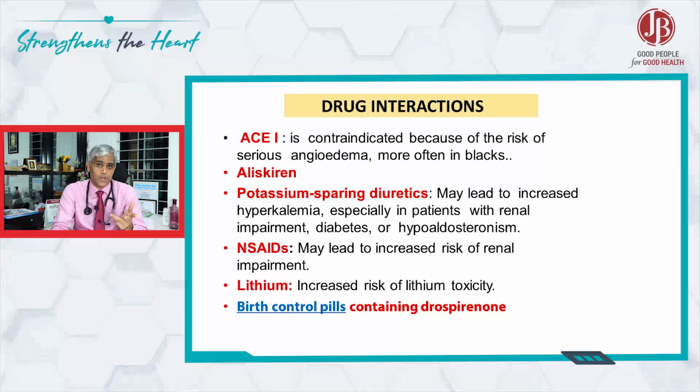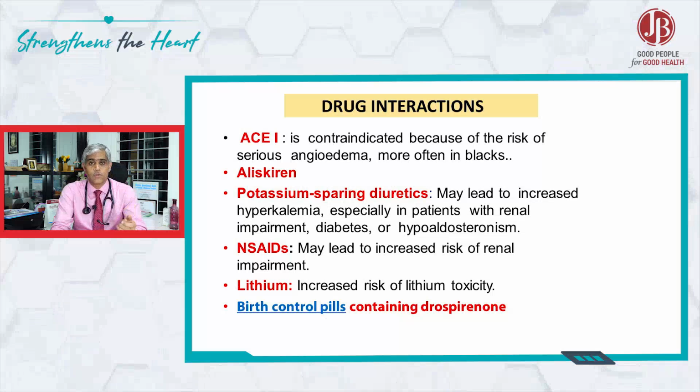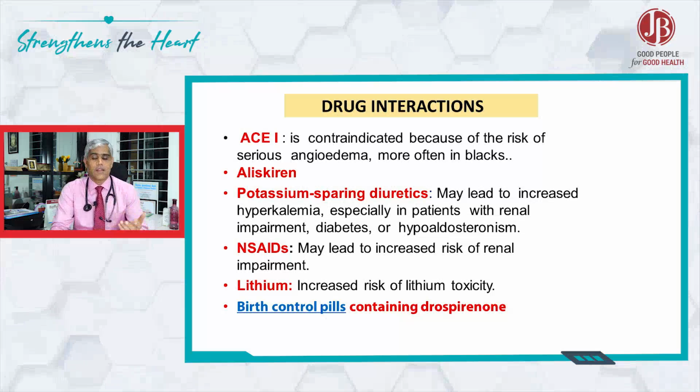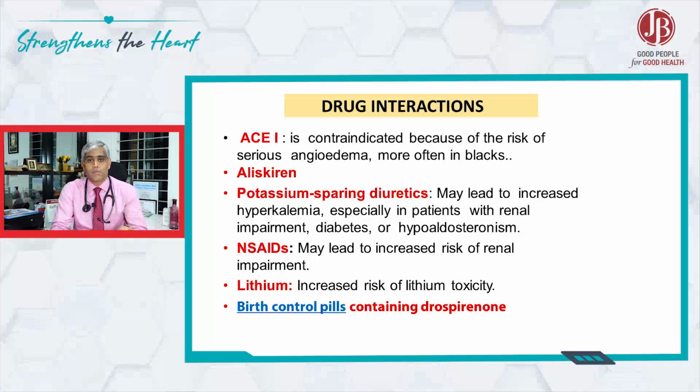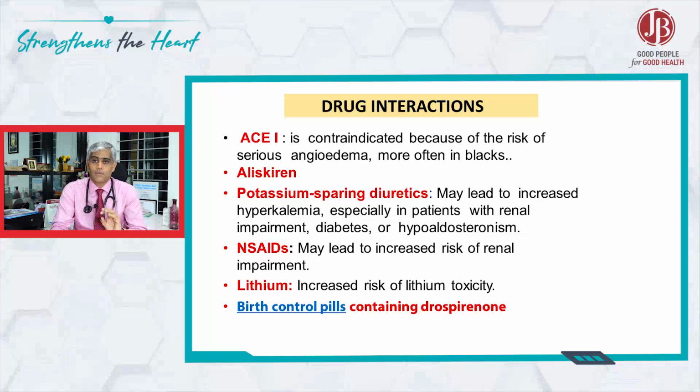A volume depleted or hypovolemic patient is a relative contraindication, where we should correct the cause of that hypovolemia and then start the ARNI. If the blood pressure is less than 100, we should be more cautious, start with a very low dose, monitor them carefully, and then up-titrate every 2 weeks or 4 weeks.